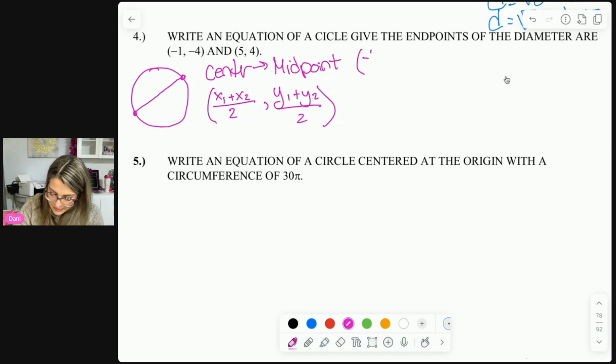So we get -1 plus 5 all over 2, and we have -4 plus 4 all over 2. Therefore, -1 plus 5 is 4, and 4 over 2 is 2.